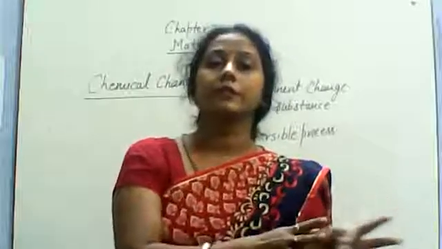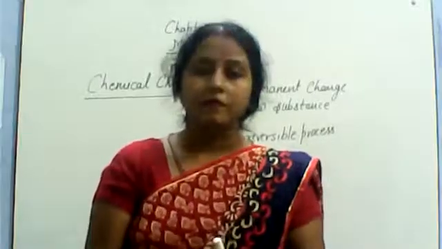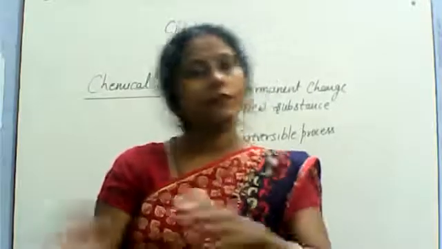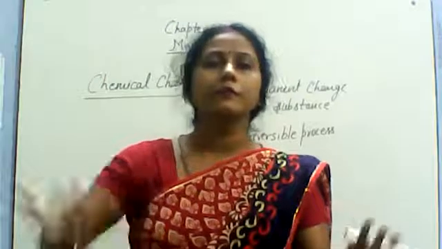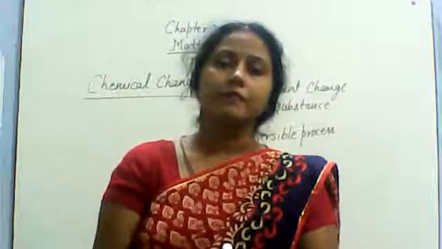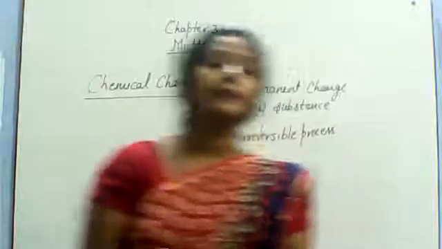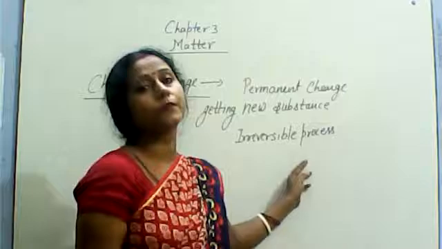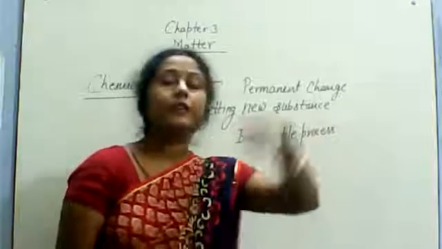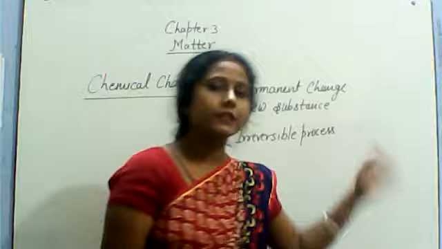Suppose you burn some paper. After burning, can you get that paper again? No. It became carbon. So you will not get it. This is chemical change. Okay, so in chemical change, you get a new substance and it is an irreversible process. It cannot be changed back to the previous substance. So this is chemical change.